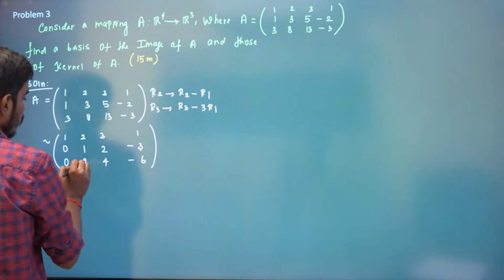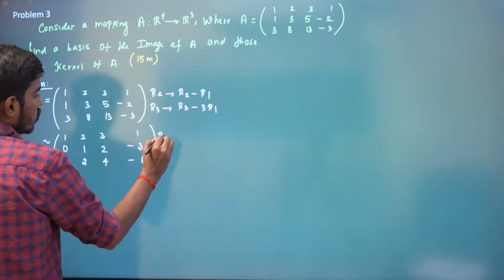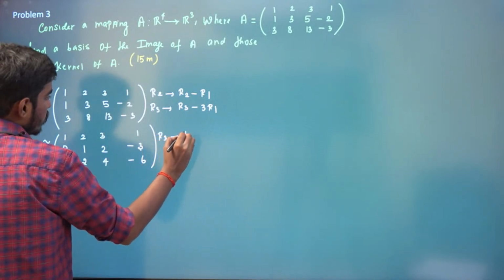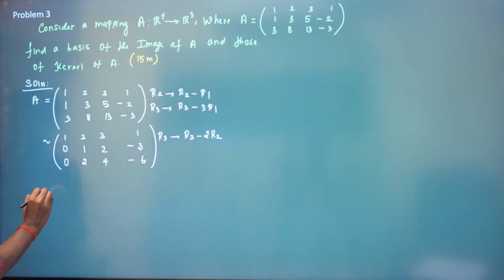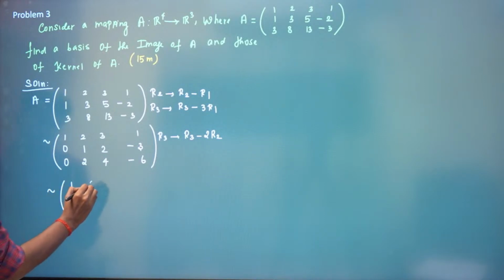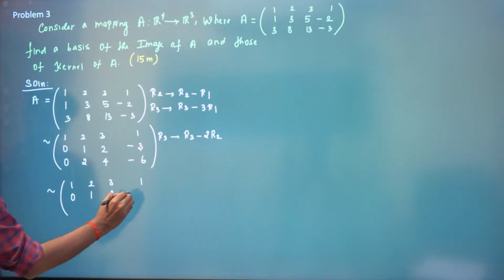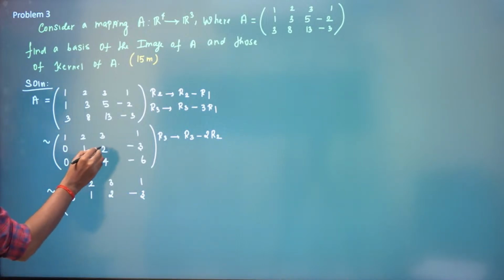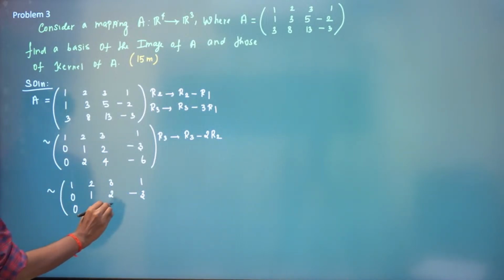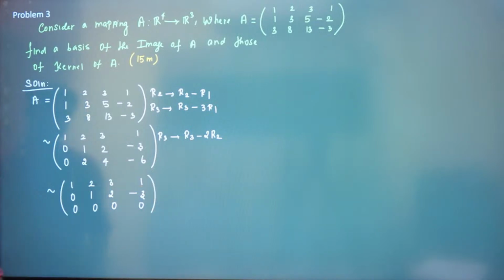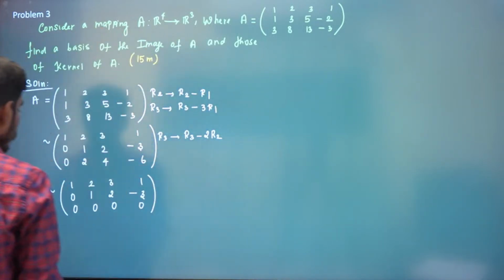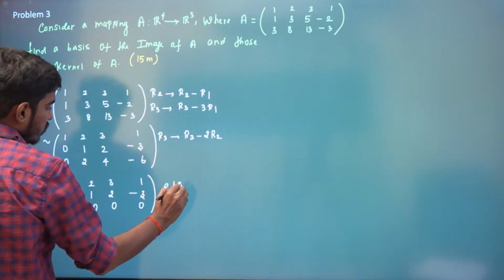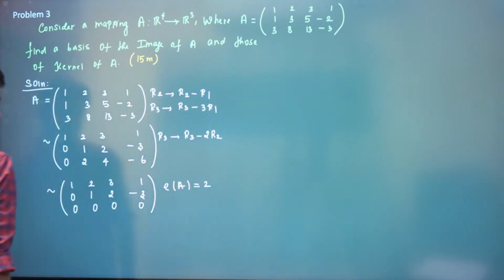Now we have to make this element 0. So R3 is transformed to R3 minus 2 times R2. So this is equivalent to 1, 2, 3, 1, 0, 1, 2, minus 3. You multiply 2 and then you subtract, and you will get this entire row equal to 0. This is in row echelon form, and you can see the rank of A is equal to 2.